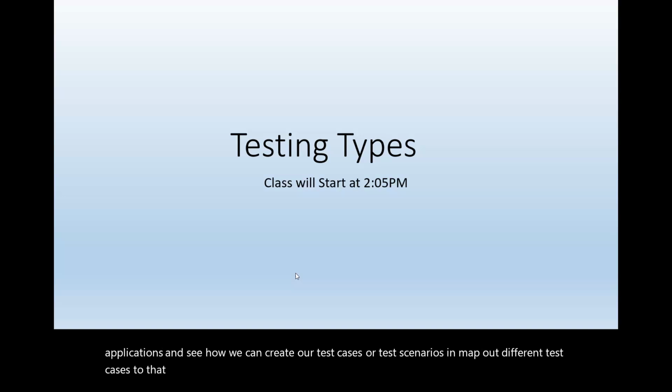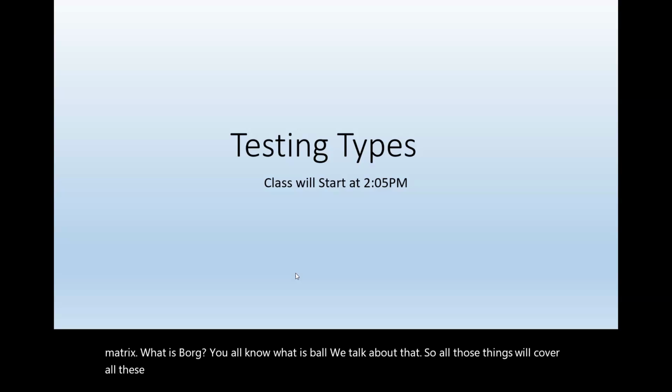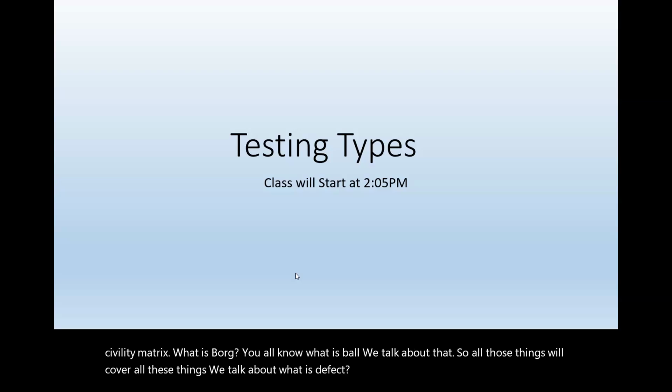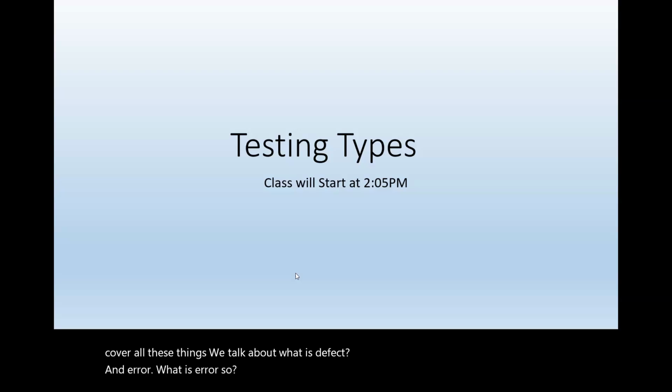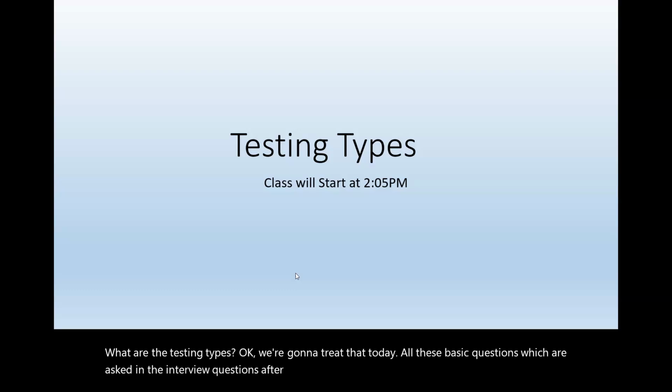And I will discuss with you the RTM, requirement traceability matrix. What is a bug? You all know what a bug is. We'll talk about that. We have covered all these things. And we'll talk about what is a defect and an error. What is an error? So what are the testing types? We're going to treat that today. All these basic questions which are asked in interviews, after today's session, it will be clear to all of you.